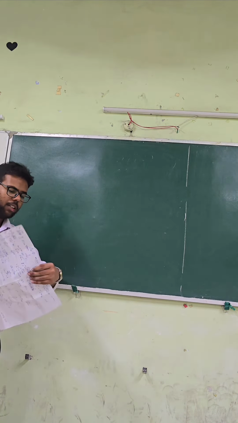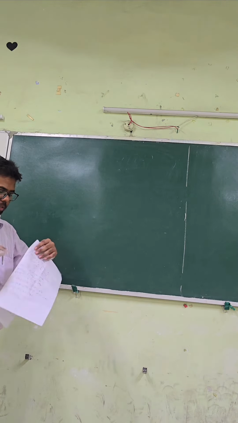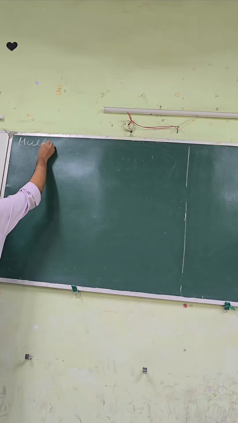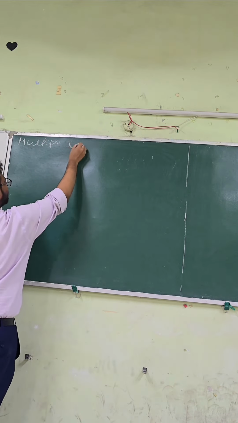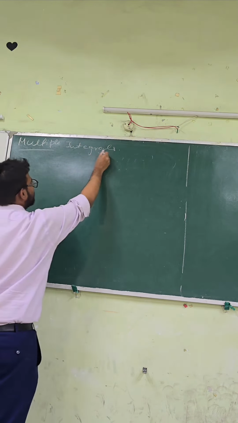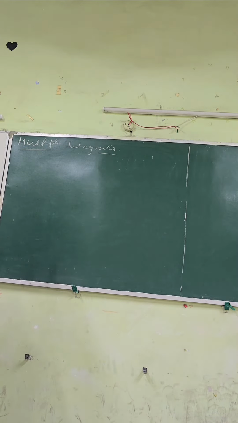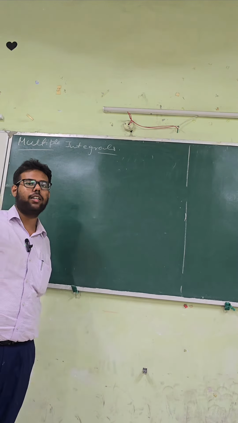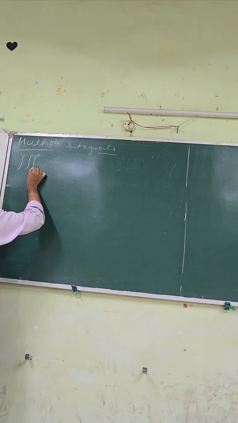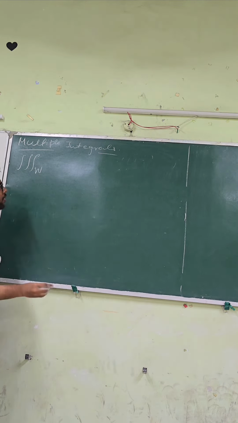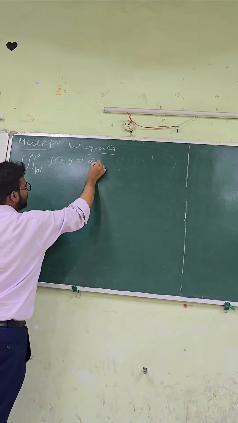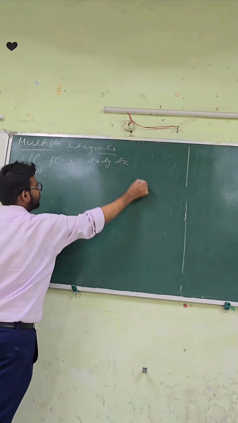Now let's see some questions on multiple integrals. Let's see how we approach multiple integrals. First of all, you should know how we assume the polar coordinates in that. Suppose you are given this region W, the integral of f of x, y, z, dx dy dz.